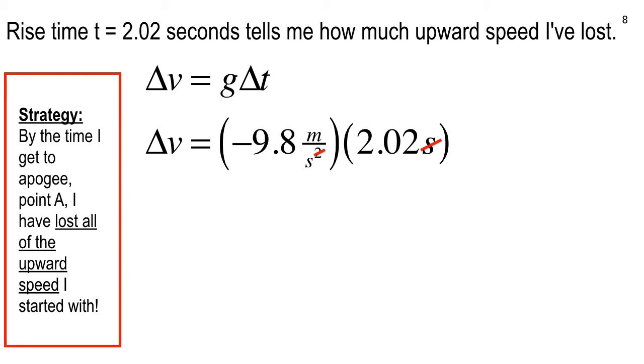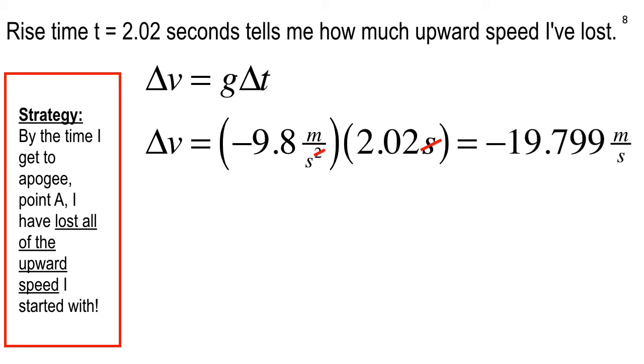One power of seconds in the denominator of G, per second squared, cancels with seconds up here in delta T. What that leaves me, units-wise, is meters per second. And that's what we want for a speed. So that works out nicely.